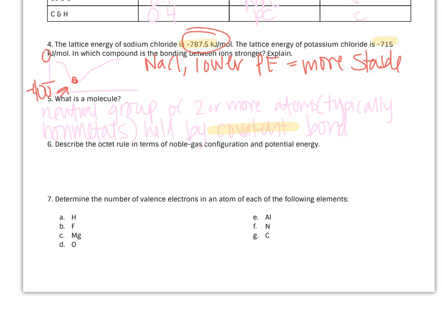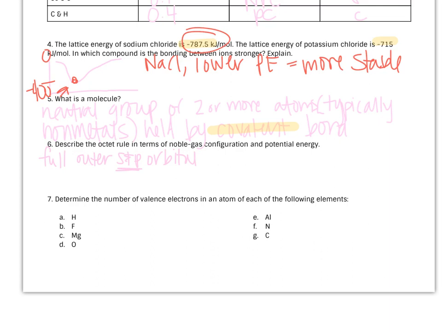Okay, number 6 says, describe the octet rule in terms of noble gas configuration and potential energy. So the whole thing with the octet rule is that it wants 8 in the outermost energy level. So basically it wants full outer S and P orbitals, because those are always going to be your highest energy ones. Because remember, if you're going further down, it'll be like 5s2 and then go back up to 4d10 and then back down to 5p6 or whatever. And so the S and the P orbitals are always going to be the ones in the highest energy. So it wants a full S and P orbital.